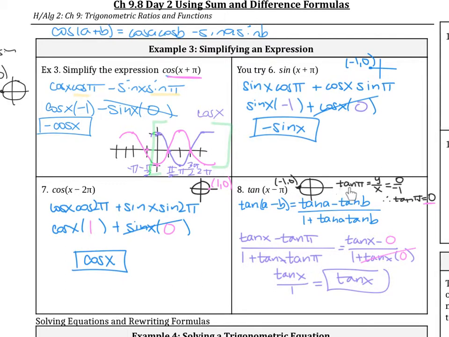Now tangent, remember that tangent is y over x. So tangent of pi, y over x, is 0 over -1. Therefore, tangent of pi is 0. Wherever we see a tangent of pi, we're going to plug in 0. Remember the formula is tan of a minus tangent of b over 1 plus tangent of a times tangent of b. So you substitute and replace the tangent of pi's with zeros. Then you get tangent of x minus 0 over 1 plus tangent of x times 0, and that goes away. So then it is tangent of x.